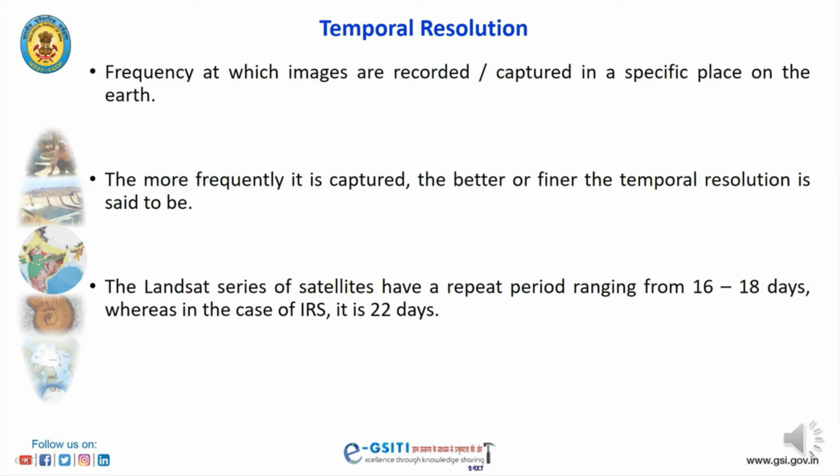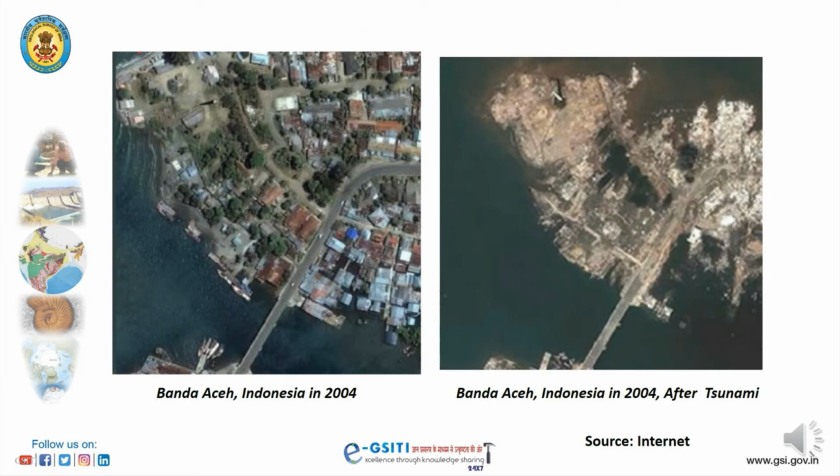Temporal resolution, the frequency at which images are recorded or captured in a specific place on the earth, is called temporal resolution. Means revisit time of the sensor is called temporal resolution. The more frequently it is captured, the better or finer the temporal resolution is said to be. The Landsat series of satellites have a repeat period ranging from 16 to 18 days, whereas in the case of IRS it is 22 days.